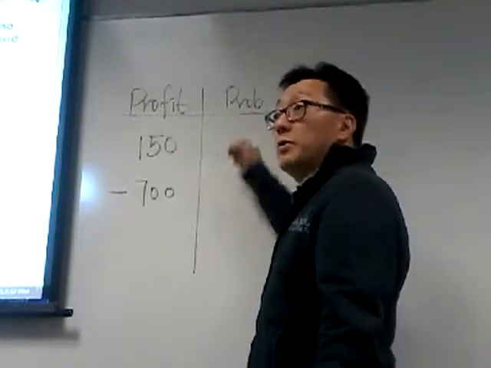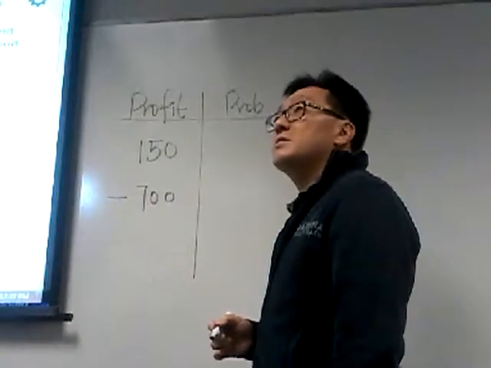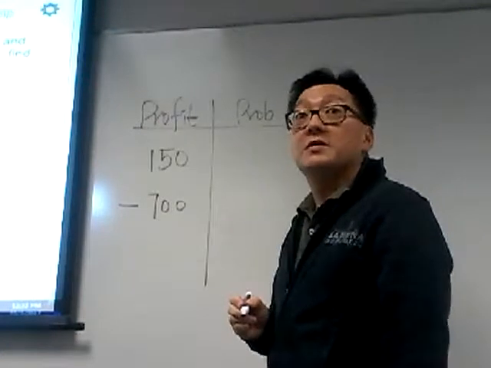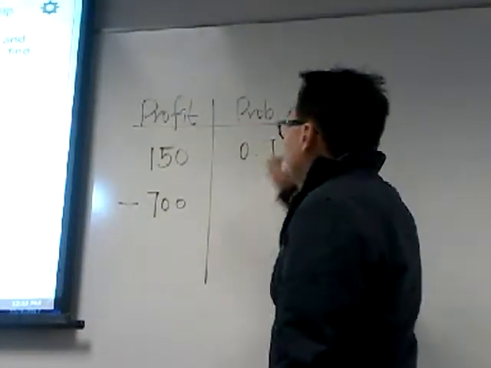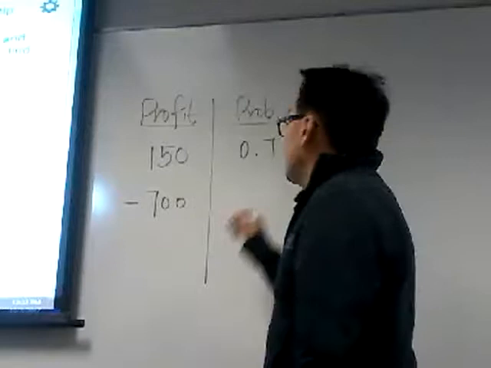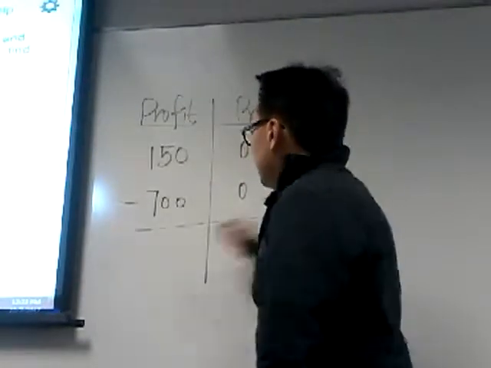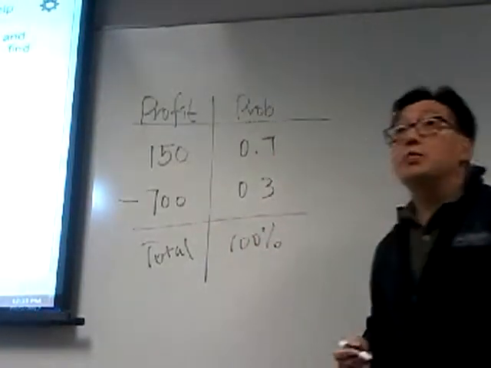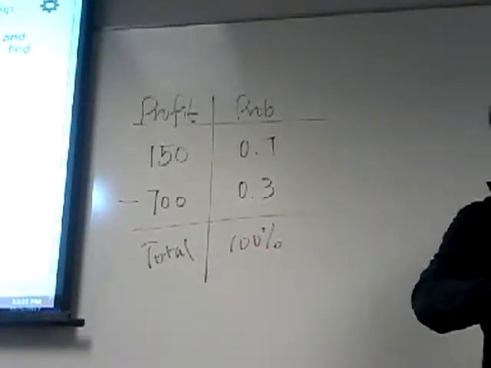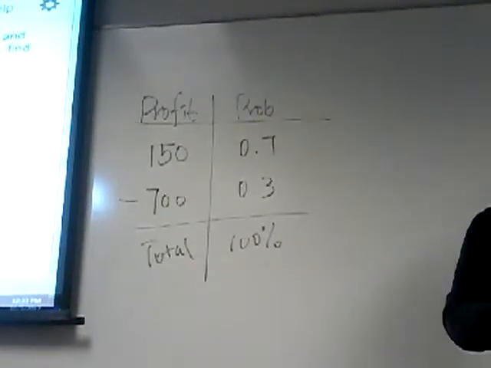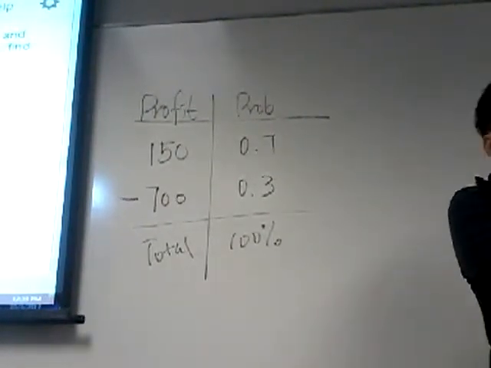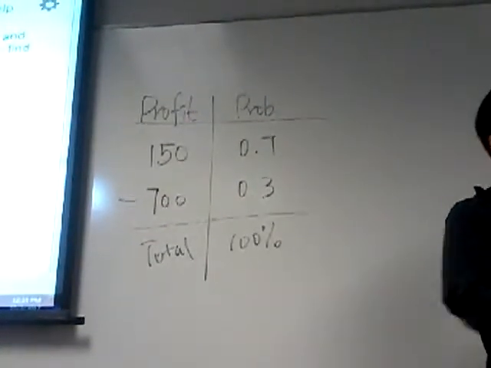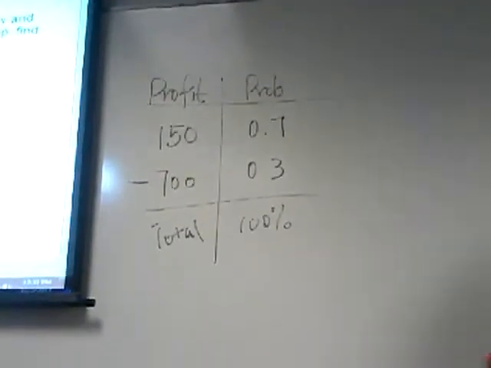And we need the probabilities, right? What is the chance we gain 150? 70%, 0.7. Then how much will be the loss? 30%, 0.3. Always, when we add up the probabilities for any kind of random variable, it should be 100%. Remember the summation in the probability trees at the end, in the last column, 100%. It is the same idea, right?